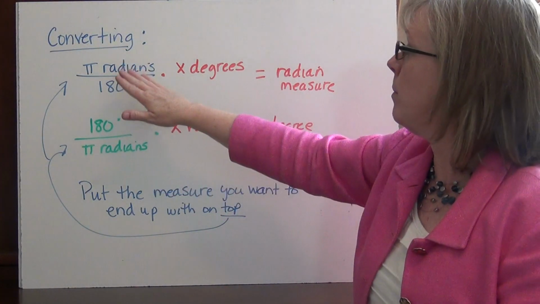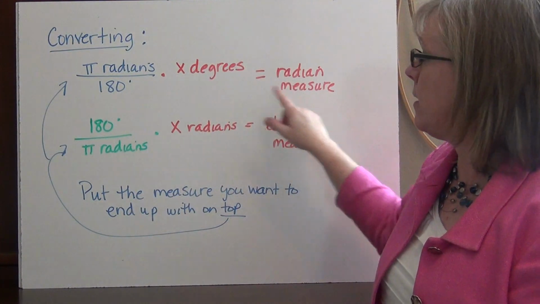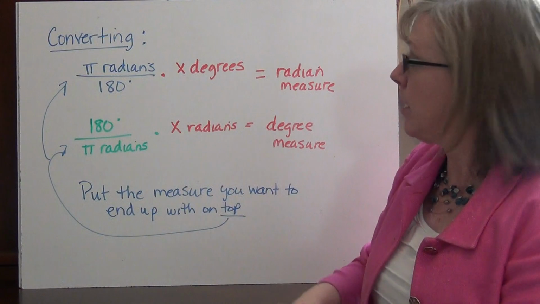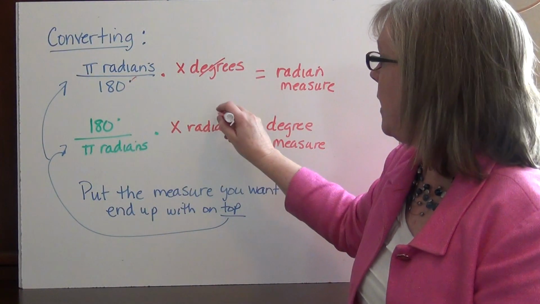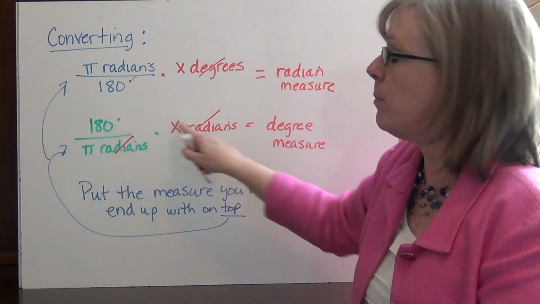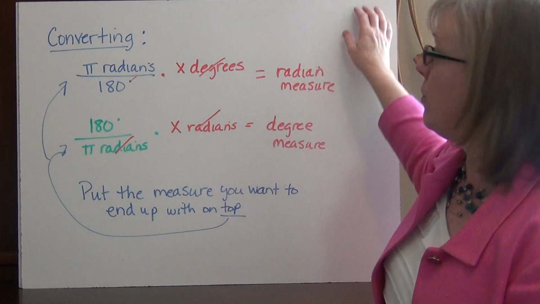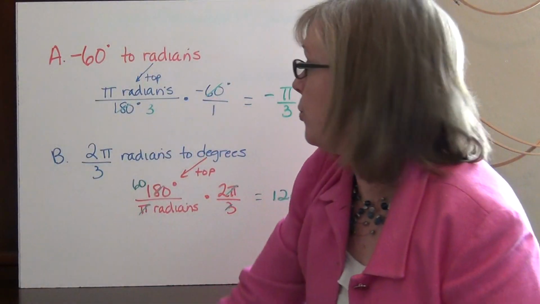One will take you from degrees into radians, and this one will take you from radians into degrees. Because what will happen is this degrees cancels this degrees, and this radians cancels this radians, and then my units work. Okay? So you know how to do this idea of unit conversion. Let's look at an example so that makes it clearer to you.